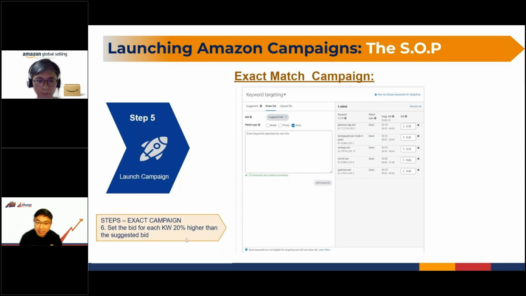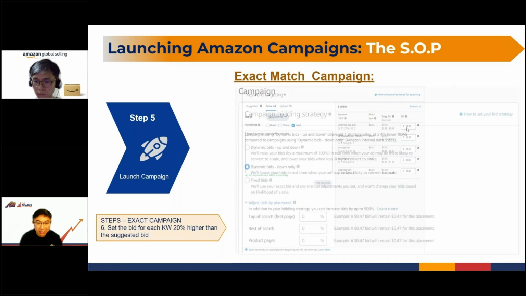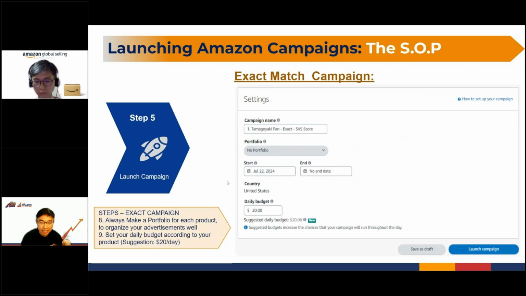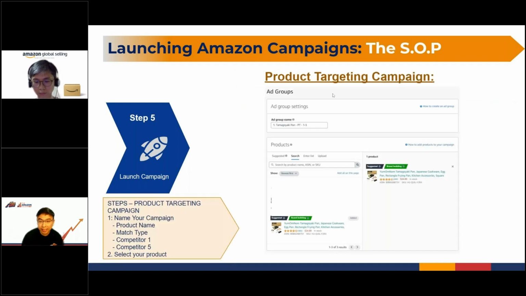But I always suggest you bid 20% higher than the suggested bid, right, over here. Then in your bid dynamics, bid down only so that you can bid from a range of, let's say, 50 cents all the way downwards. So you also win quite a lot of placements everywhere on your Amazon page. Okay. Now, after next one, make a portfolio. Yeah, it's the same thing, right? This is the same thing already. $20 budget, no end date. Let your PPC run.